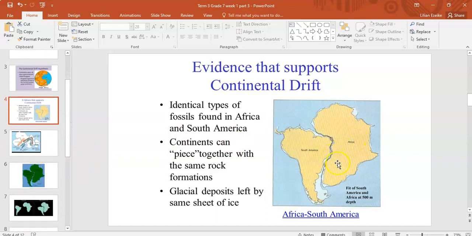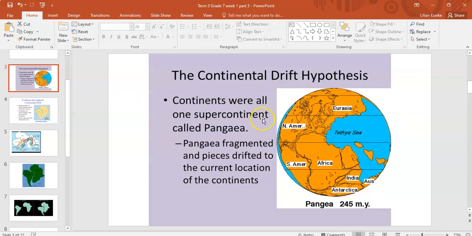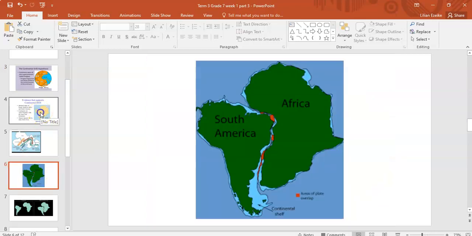Now you see it here. This is the South America plate. This is the Africa plate. When they were all combined together before, you can see it here, South America, Africa. They were all fit together before the whole thing started to move and the drifting, the slowly moving away starts to happen.